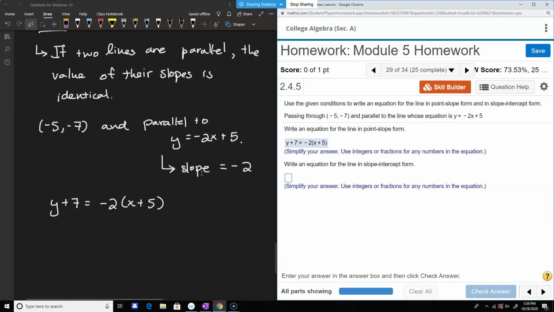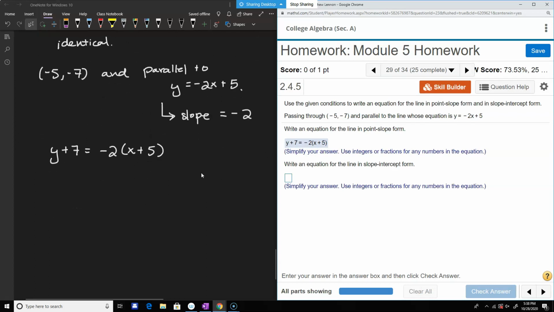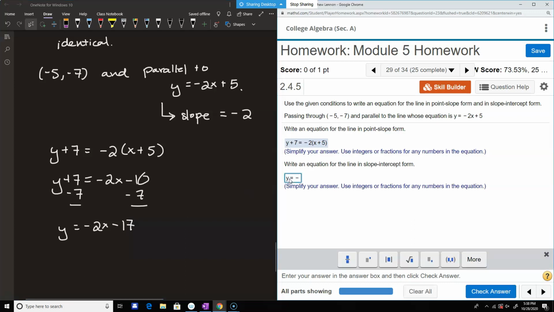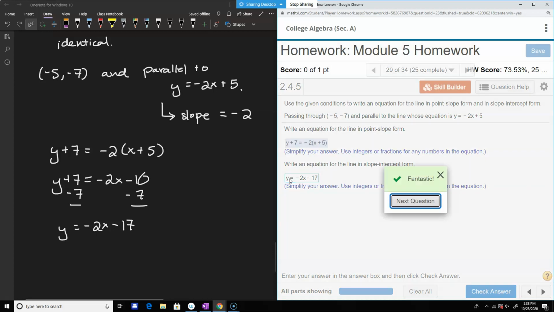And then slope-intercept form, again, we're just solving for y. So we have y plus 7 equals -2x minus 10. Subtract 7 on both sides to isolate y. And we have y equals -2x minus 17. Any questions there?